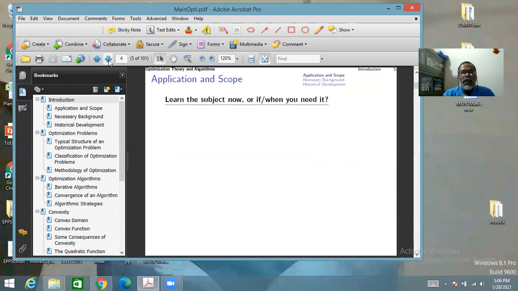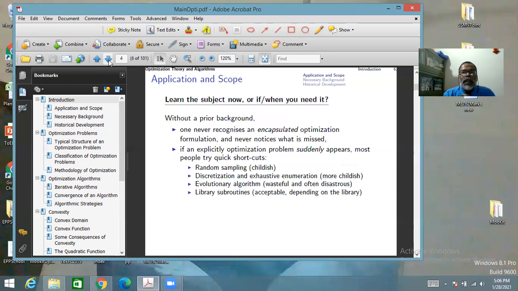Now, here is the issue. Without a prior background, it is very much possible that when you encounter a problem, you don't recognize it as an optimization problem. And you are unlikely to formulate it as an optimization problem if you don't know any way to solve it. So you will never recognize a hidden optimization problem, and you will never look at that formulation if you do not have a prior background. And you will not even know what you have missed.